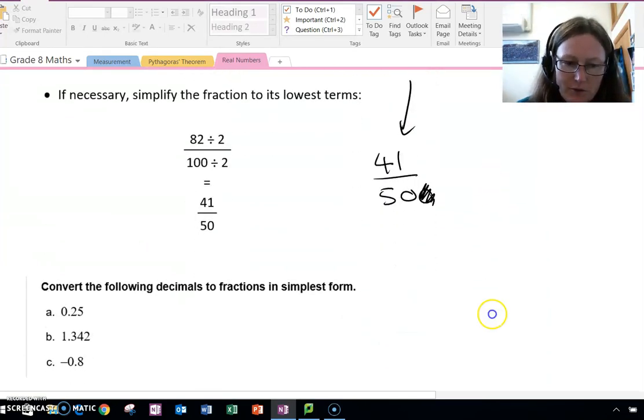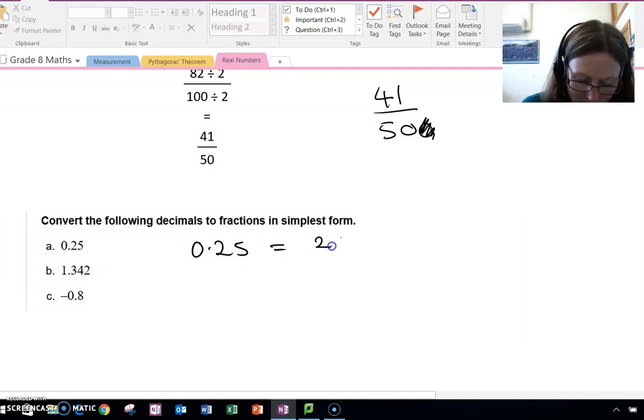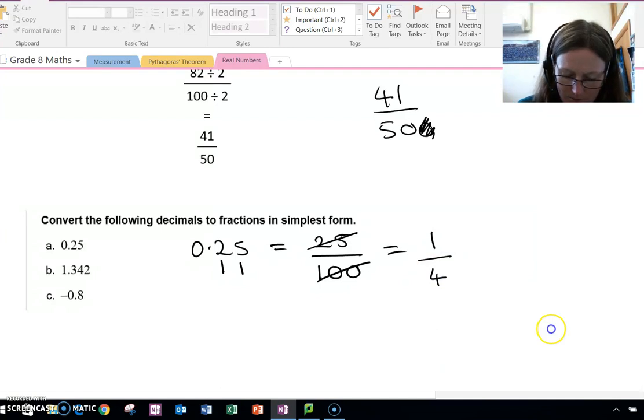Got 3 more for us to try. 0.25. So if we've got 0.25, we write the 25 in the numerator. We write a 1, followed by 2 zeros because there's 1, 2 numbers after the decimal point. One extra step in this one because we can simplify it. 25 goes into itself once, and 25 goes into 100 4 times. So that's our answer in simplest form.